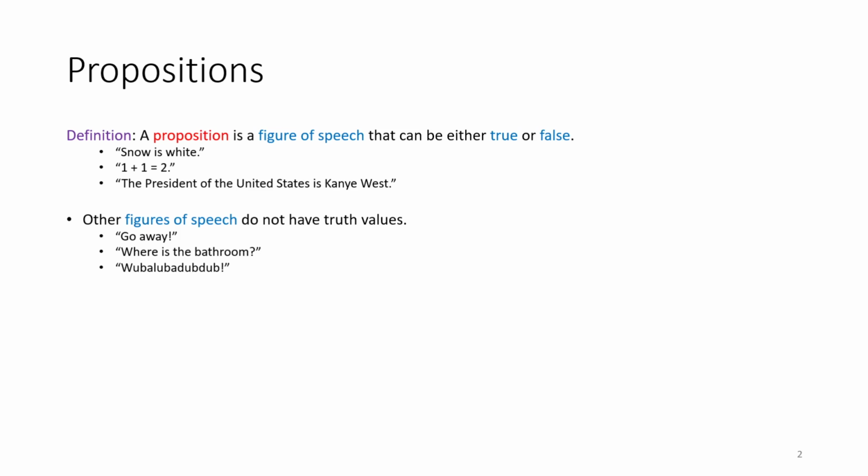Some of them have something to do with propositions. Sometimes asking a question is asking about maybe the truth or falsity of a proposition. Whereas the bathroom, you want to know the true location of the bathroom, not the false one, for instance. Go away doesn't have a truth value. It's a command. It's an instruction. We might call this an imperative figure of speech.